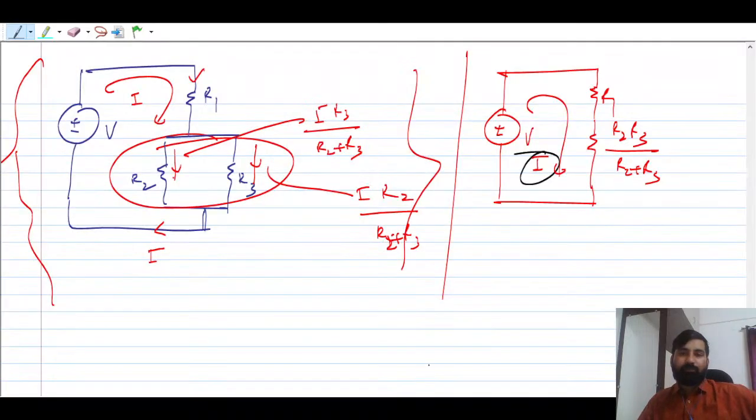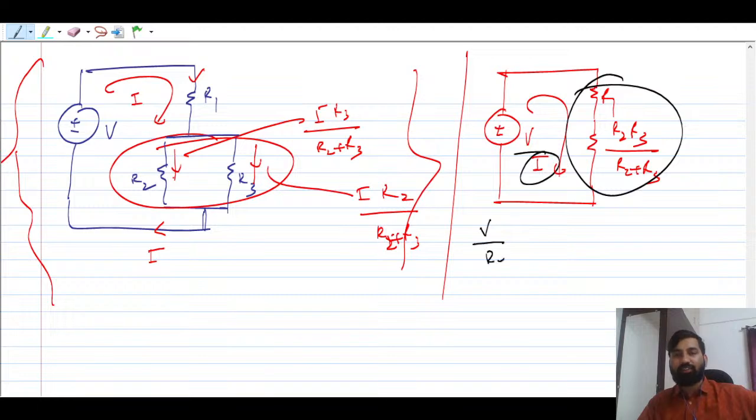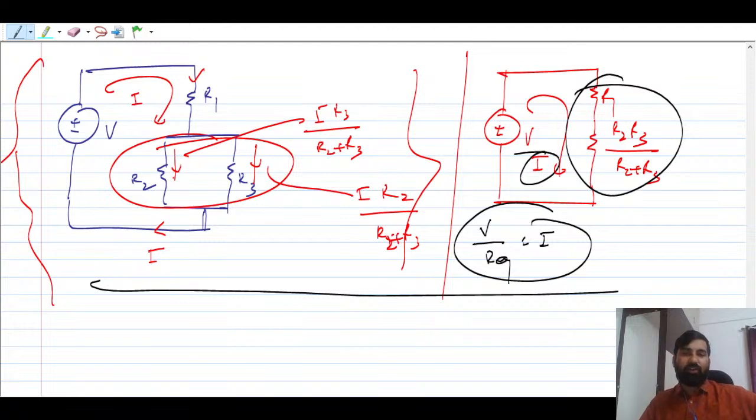So to find current here, you just combine this, right? And then you can take V by the combination, you can say R equivalent is going to be I. So this is how circuit analysis is done, based on single source circuits. Okay, so this is very, very important to keep in mind, understand? Fine, so please remember this, this is very, very important to keep in mind.